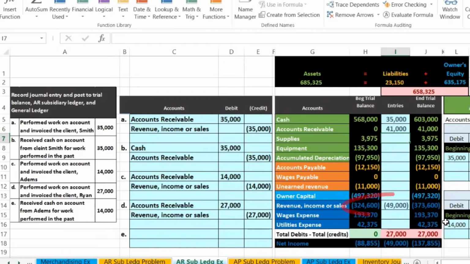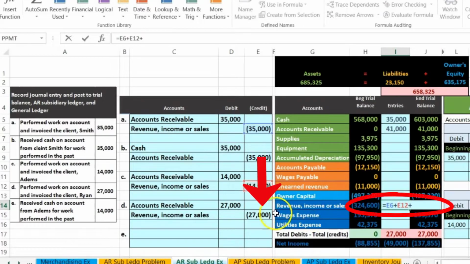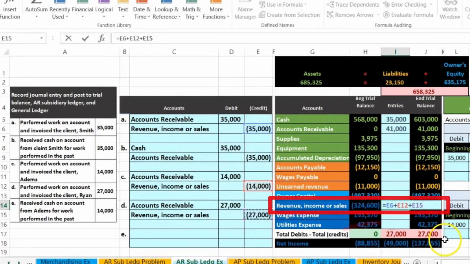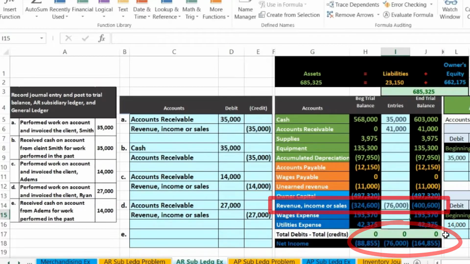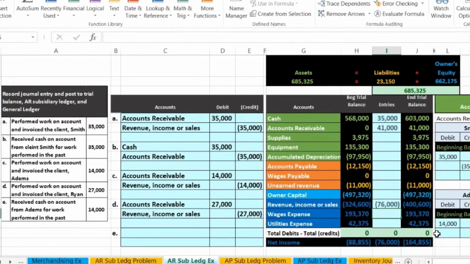And then we're going to post the other side of it to the receivable, double clicking on the receivable, go to the end of it and plus, and then point to the revenue. Sorry, the other side of it is revenue. And the revenue, of course, will go up in the credit direction, bringing net income up and putting us back in balance here. So there we have that.